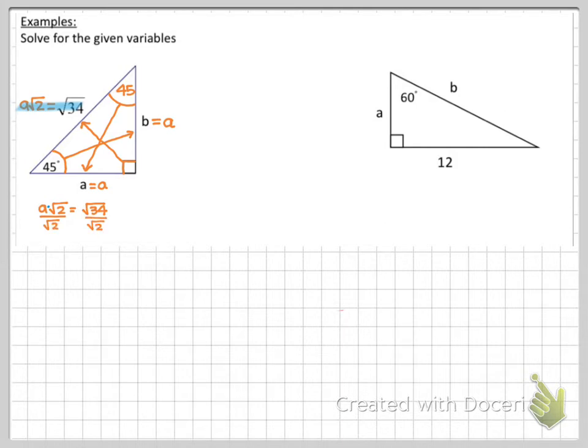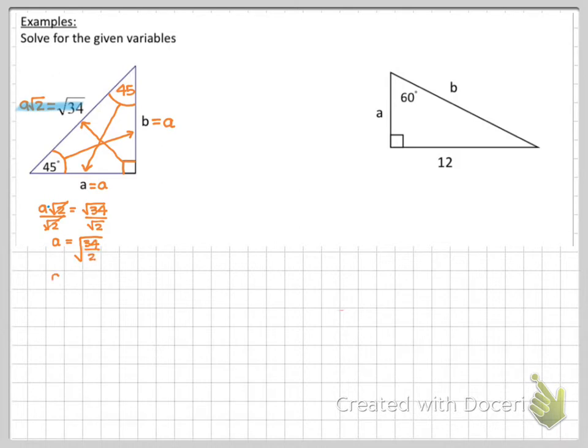Okay, on the left-hand side, I know that root 2 divided by root 2 is 1. So they are going to simplify, and I just have a, so that's good. On the right-hand side, notice that both the 34 and the 2 are inside the square root symbols. There's no addition or subtraction. It's just multiplication or division. Those are fine. So what I can do is actually pull them back together inside the exact same square root. So I'm just going to go ahead and merge those two.